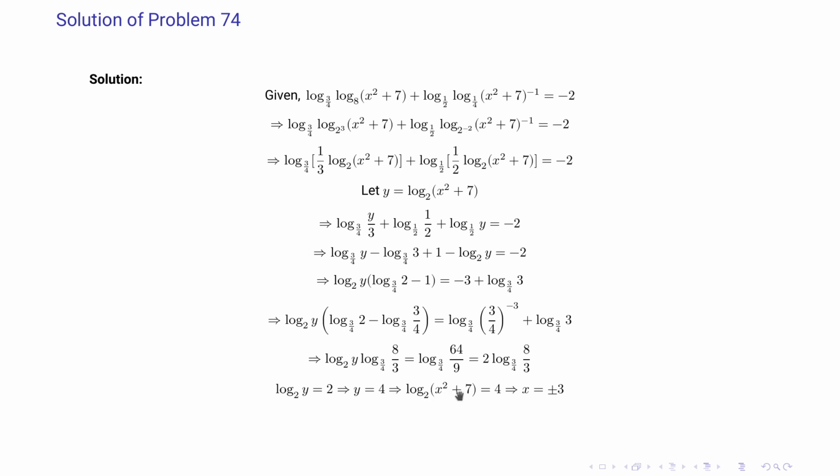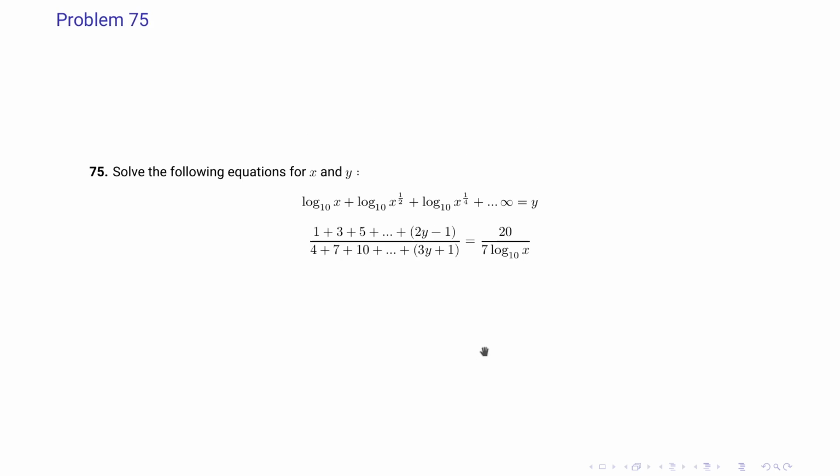That means log of x square plus 7 with base 2 is equal to 4. So x square plus 7 will be 4 square, that is 16. That means x square is equal to 9, or x is plus minus 3.